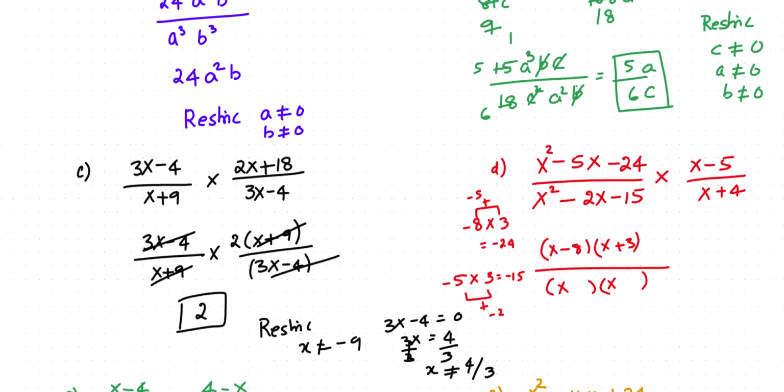The factors will be x minus 5 and x plus 3, times x minus 5, and we have here x plus 4. Now x minus 5 cancels. x plus 3 cancels. So the answer is x minus 8 over x plus 4.